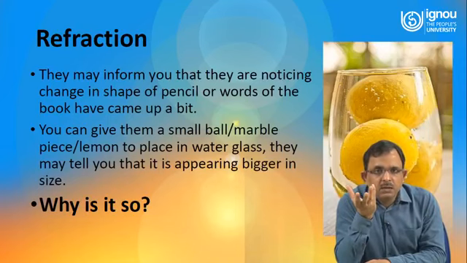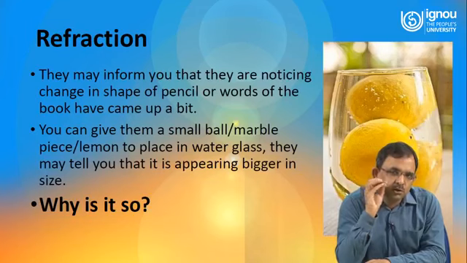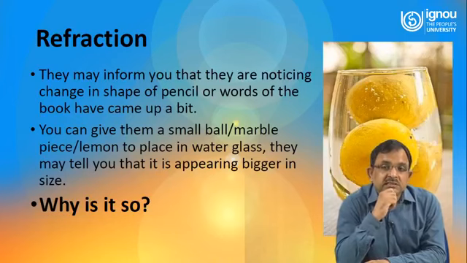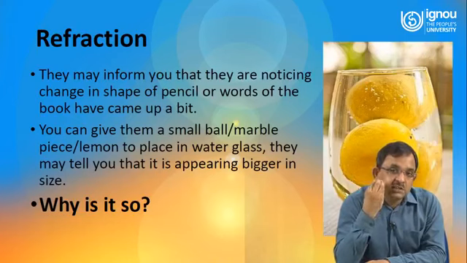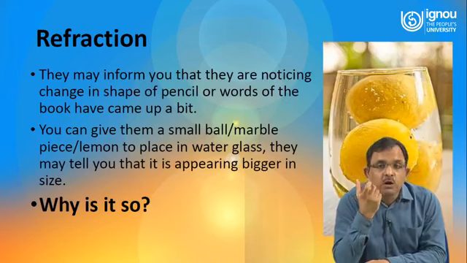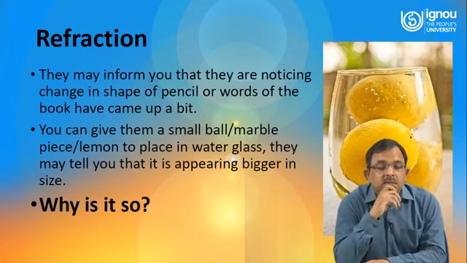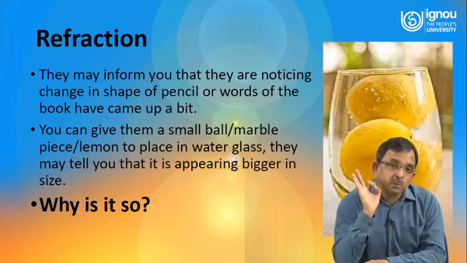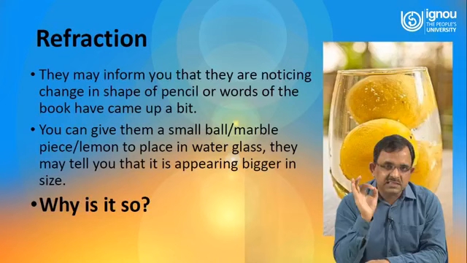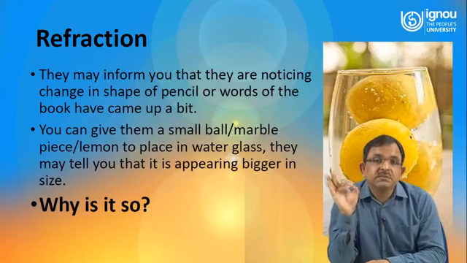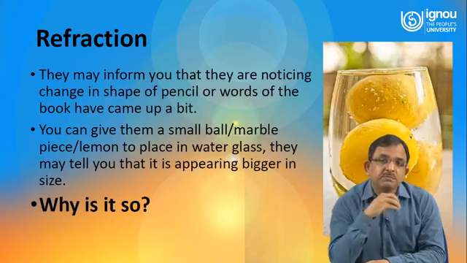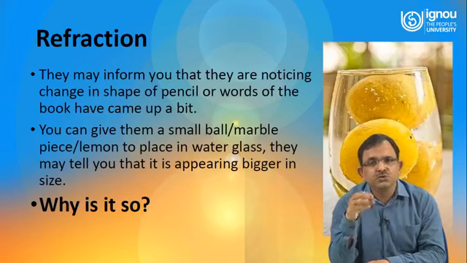You can give them a water glass and ask them to put some small balls, marble pieces or a lemon into it and let them observe whether there is any change in the shape of those colored marbles, small ball or the lemon. They will observe. Why is it happening? It is happening due to a phenomenon called refraction. So, before these observational activities, my suggestion is don't introduce the concept of refraction directly. Give them different types of examples, different types of materials. A few I have suggested to you, a few you may have in your mind.